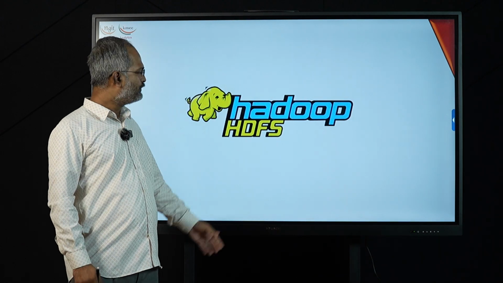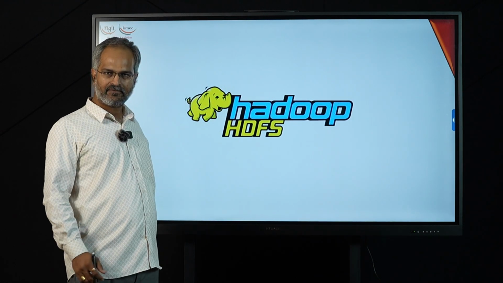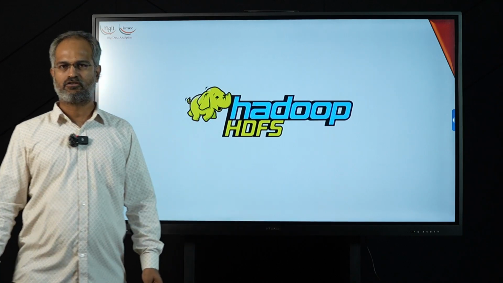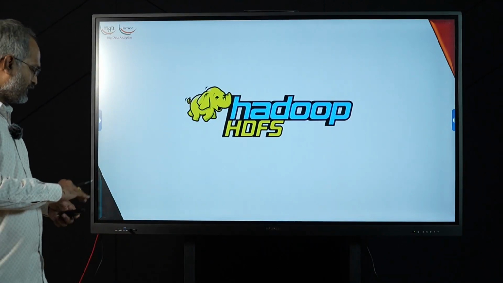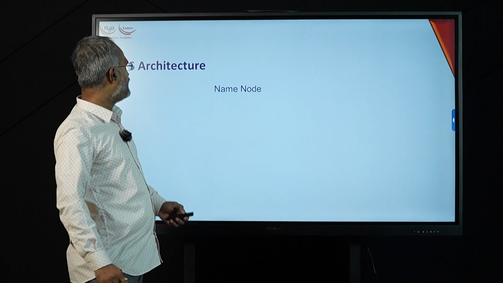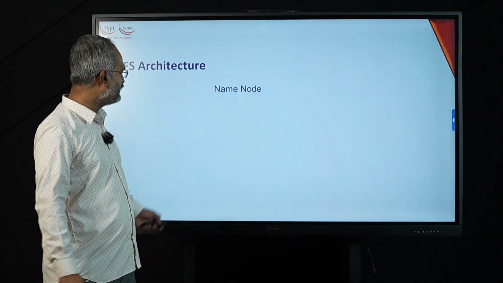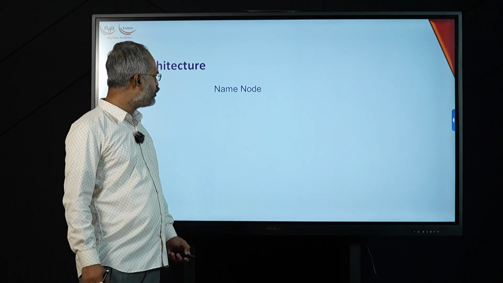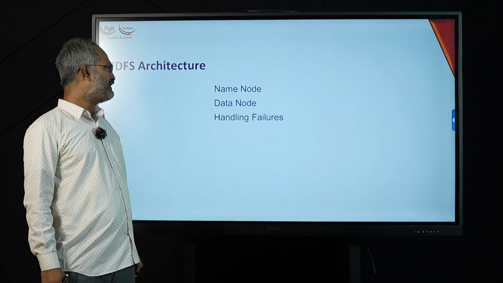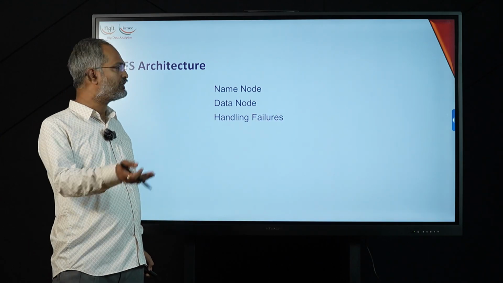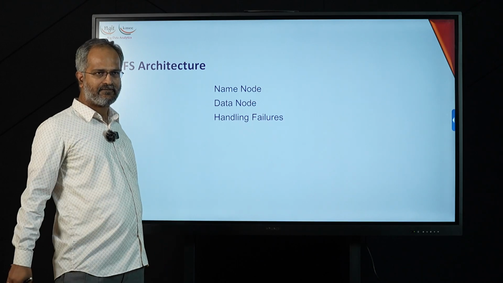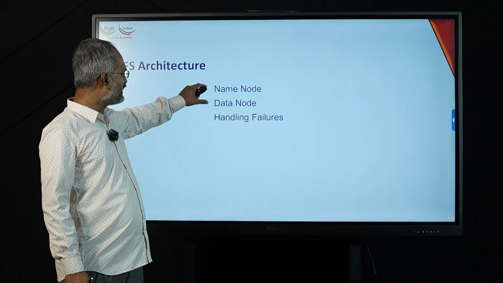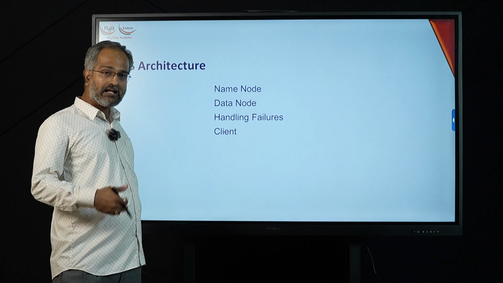So we are going to start with HDFS and HDFS architecture. HDFS has various components. The first component is the name node, then the data node, and then handling the failures. This is also part of the HDFS architecture. The basic components are name node, data node, and then client environment.